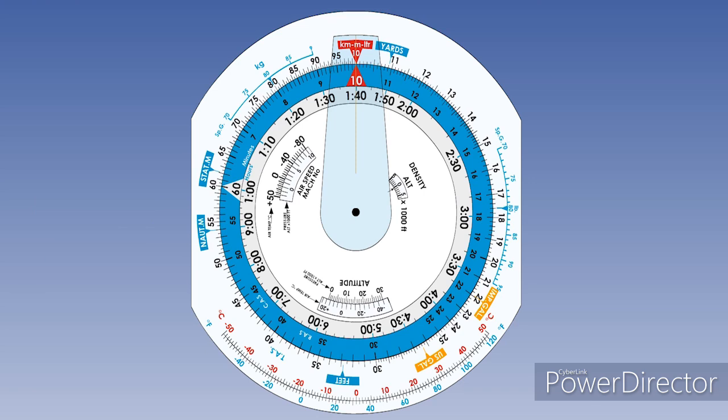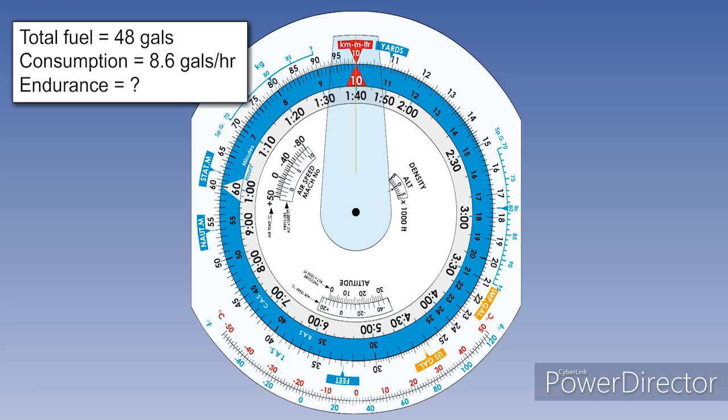To ascertain aircraft endurance, given a rate of consumption in either gallons or litres per hour, align the 60 index on the inner scale with the rate of consumption on the outer scale. Now align the cursor with the total fuel figure on the outer scale and read off the endurance on the inner scale. An example will enable you to see the procedure being used. What's the aircraft endurance given a total fuel of 48 gallons and a consumption rate of 8.6 gallons per hour?